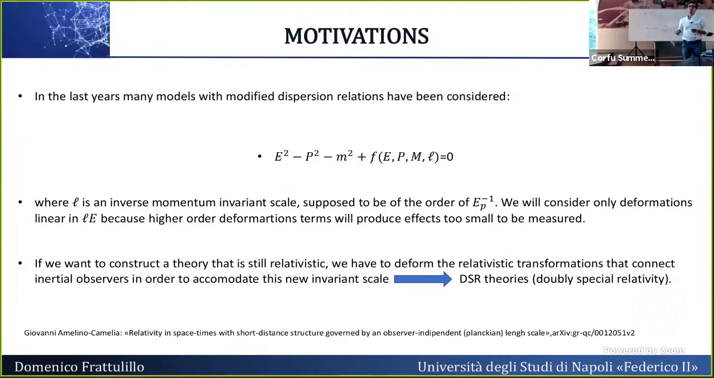Now, if we consider the standard Lorentz transformation, we will not have a relativistic theory because we have deformed the dispersion relation. So in order to construct a theory that is still relativistic, we also have to deform the transformations that connect inertial observers in order to accommodate this new invariant scale. The name of this theory is DSR theories, where DSR means doubly special relativity.